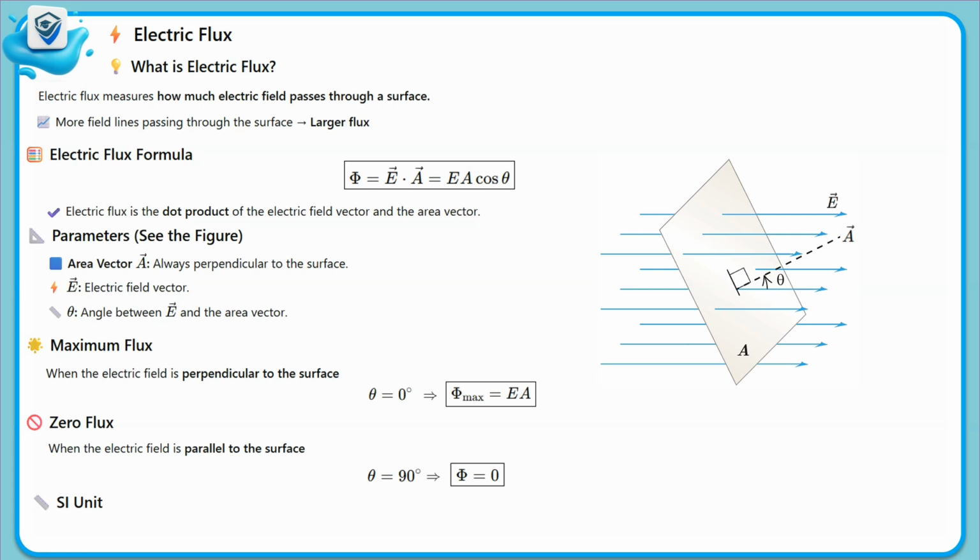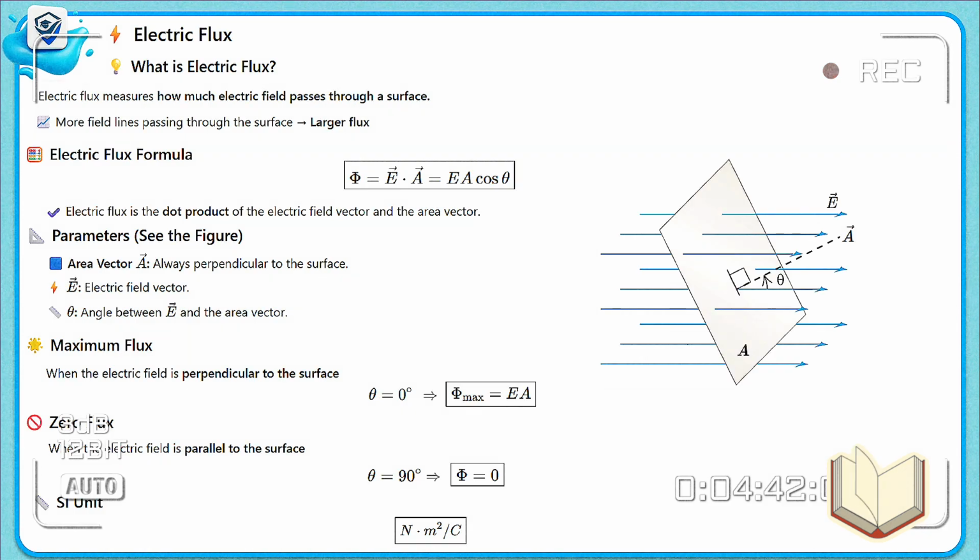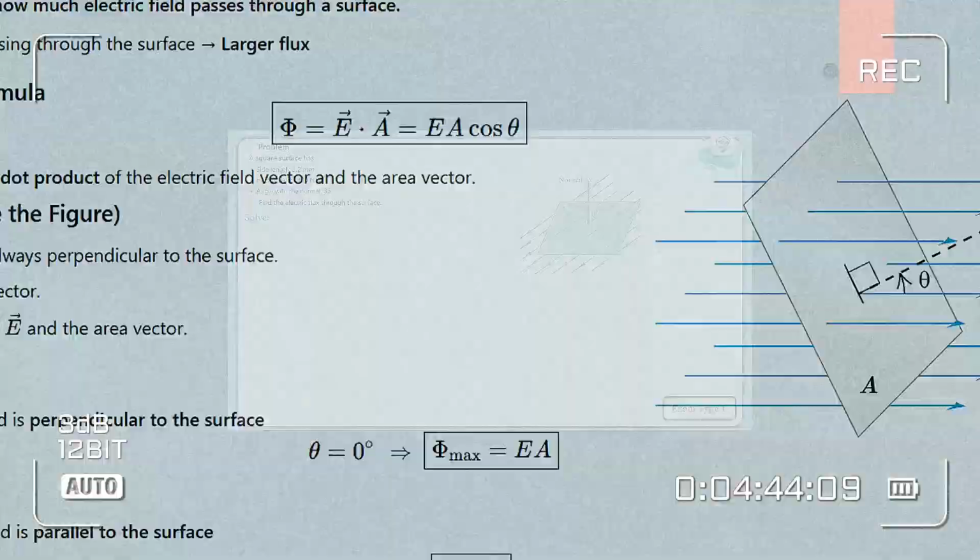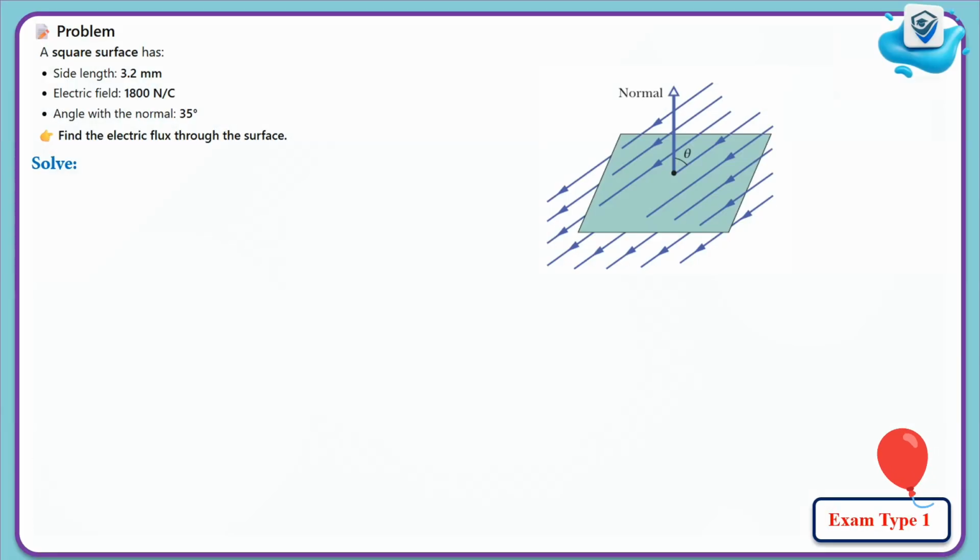Now that we understand the concept of electric flux, let's solve an important and frequently asked exam problem from this topic. Now let's solve our first exam type problem from this chapter. In this example, we have a square surface placed inside a uniform electric field.